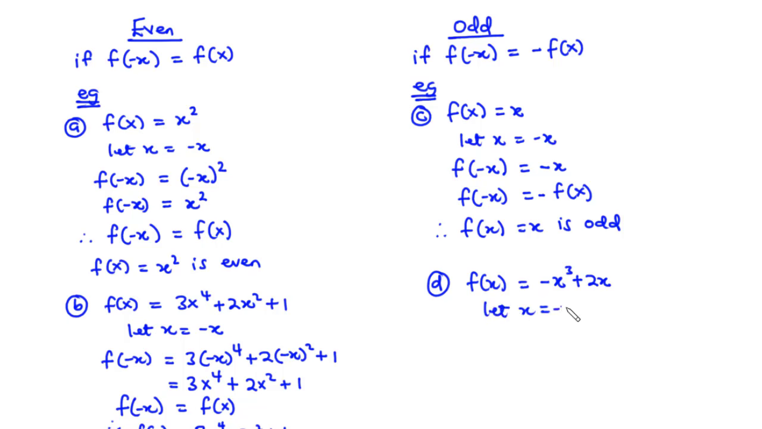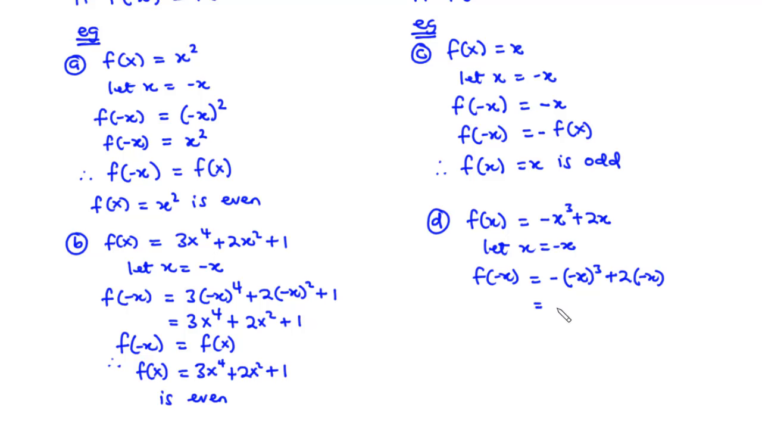So let x equal negative x. We have f of negative x equals negative into brackets negative x cubed plus 2 times negative x. So we have negative into bracket negative x cubed becomes negative x cubed, and then 2 times negative x is negative 2x. So we multiply negative 1 by negative x cubed, and then we have x exponent 3 and then minus 2x.